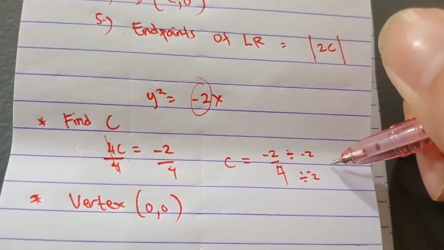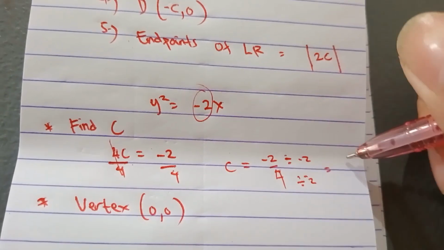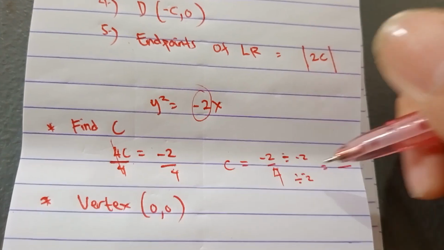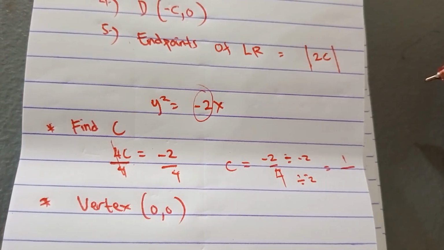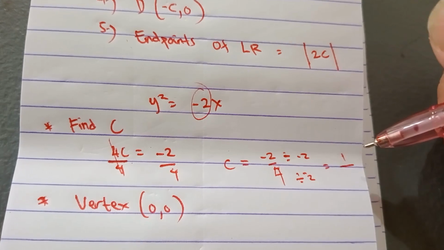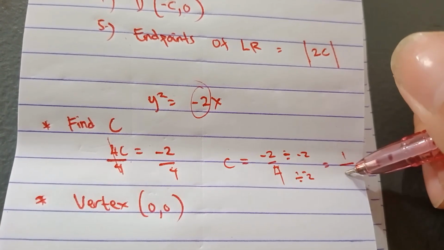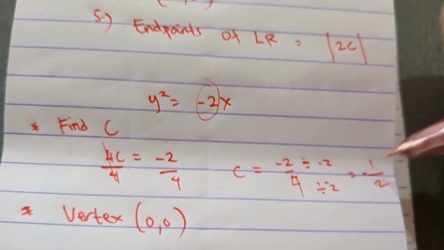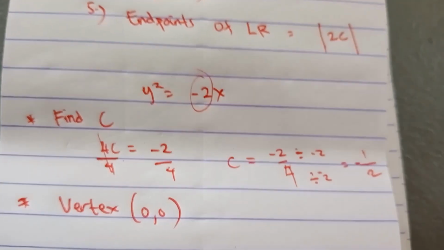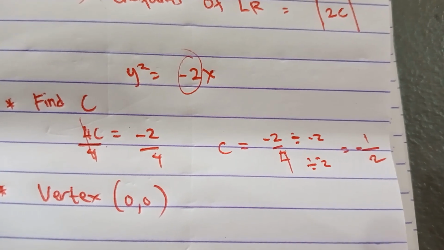So, just write negative 2 divided by negative 2, that is positive 1. Then, we have 4 divided by negative 2, that is negative 2. So, put the negative at the center of the fraction. Okay? Put the negative at the center of the fraction. Understood?